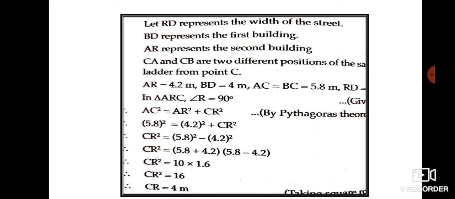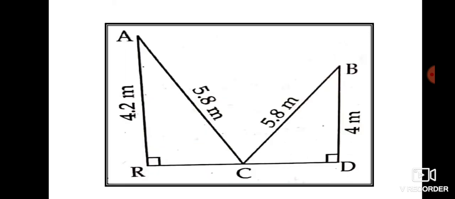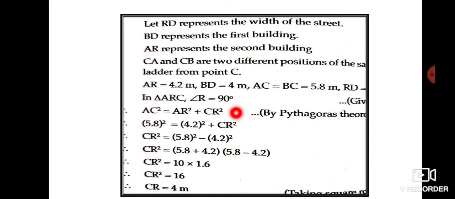You have AC square is equal to AR square plus CR square. That is 5.8 square is equal to 4.2 square plus CR square. Let's go back to the figure here. So you take this 4.2 square on the other side, so it becomes 5.8 square minus 4.2 square. Now here you can find the square of 5.8 and the square of 4.2, multiply in the rough column, and then subtract.